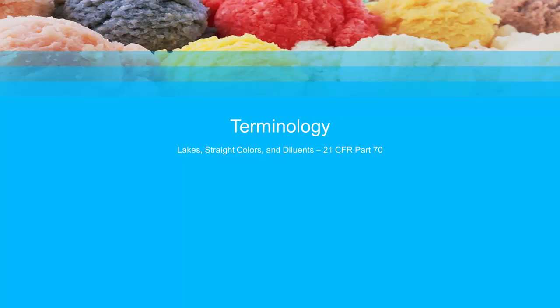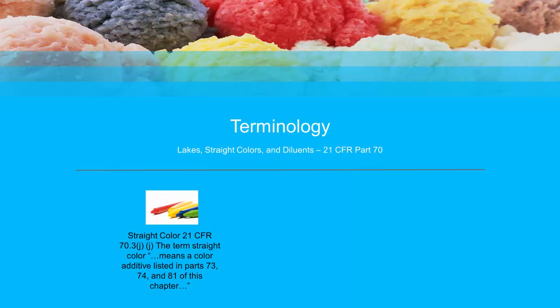But before we talk about the 1960 amendment, it's important to get a few terminology, a few words that are unique to this area that, if you haven't worked with color additives, you may not be as familiar with, and those are lakes, straight colors, and diluents. If you look at 21 CFR Part 70, you'll find a lot of the general information, including definitions for some of these terms that we're talking about.